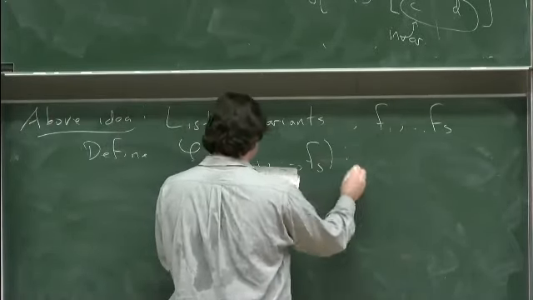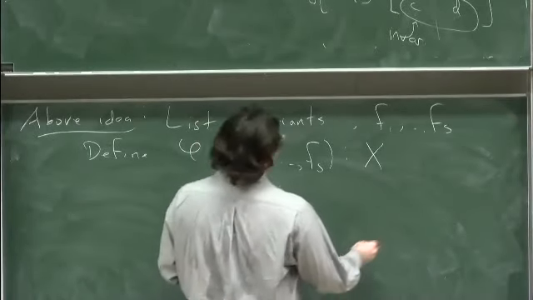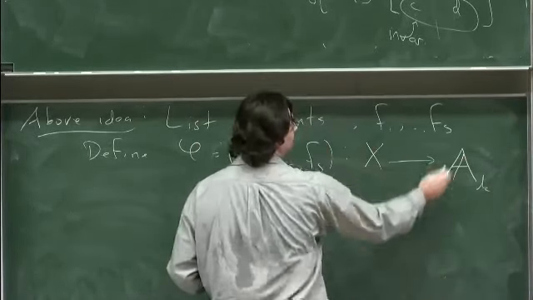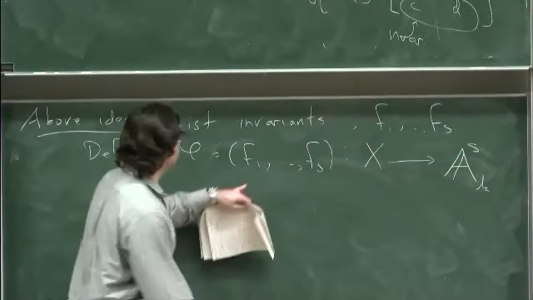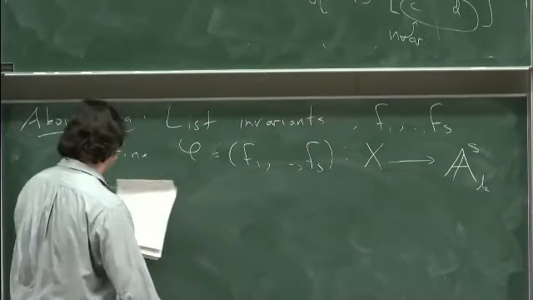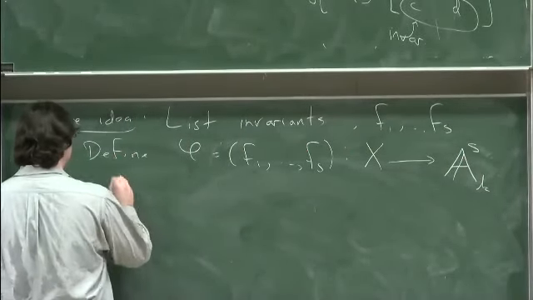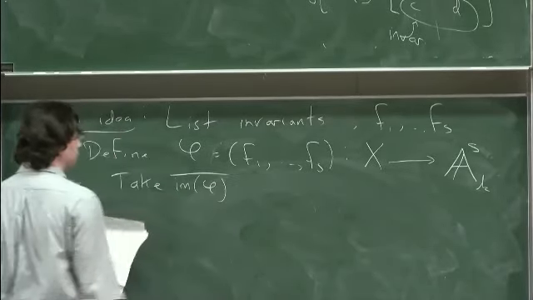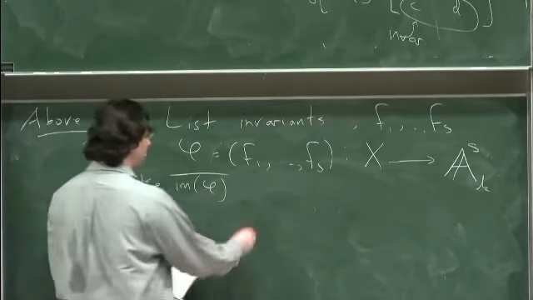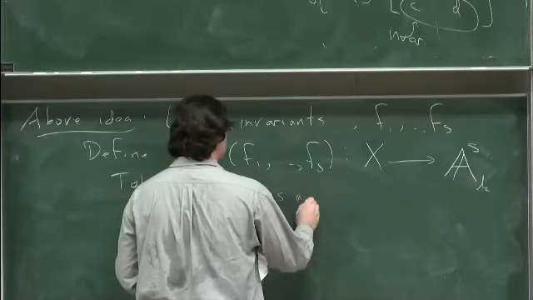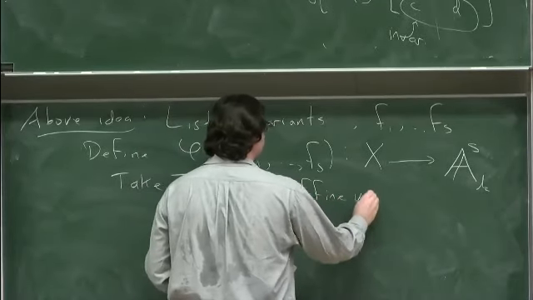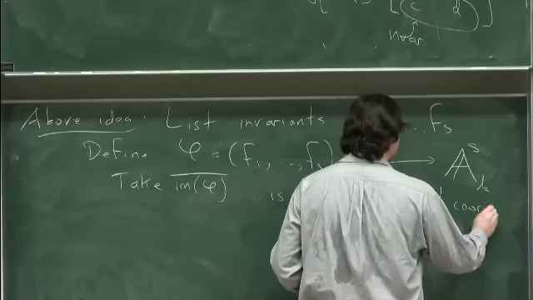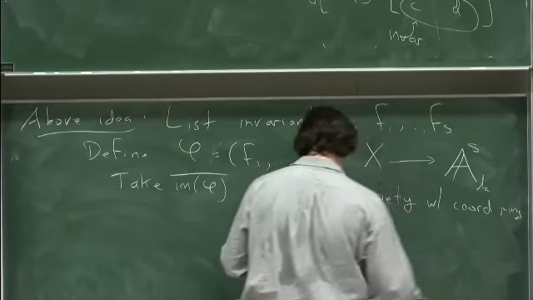invariants. And so it gives you a map from your variety X, I guess I called it, to affine space over your base field, S copies of them. Right? So the first coordinate is F1, last coordinate is Fs, and then you consider the image and take its closure. Well, that's an affine variety.